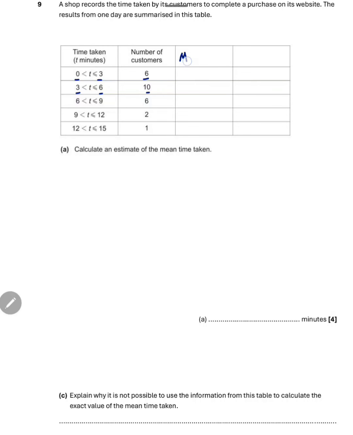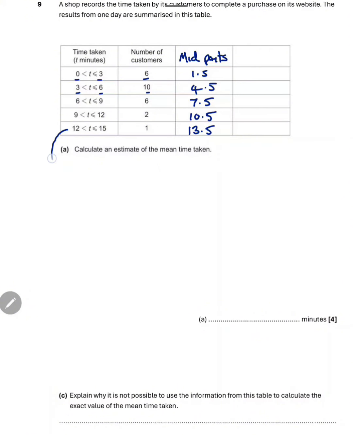First thing we're going to need is midpoints. We don't know how long these 6 people took, so we're going to assume they all took 1.5 minutes, midway between those. And I'm going to do that for each grouping. So midway between 3 and 6 will be 4.5. Between 6 and 9 will be 7.5. Between 9 and 12 is 10.5. And between 12 and 15 is 13.5.